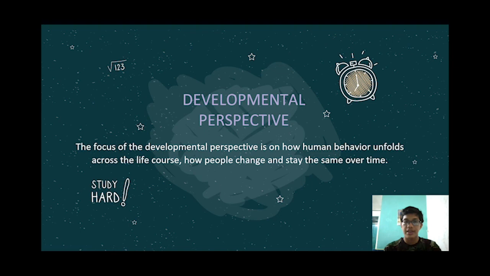The next one is the developmental perspective. The focus of this perspective is on how human behavior unfolds across the life course, and also how people change and stay the same over time. Human development seems to occur in clearly defined stages based on a complex interaction of biological, psychological, and social processes. Each new stage involves new tasks and brings change in social roles and status. Currently, there are two streams of theorizing in the developmental perspective, one based in psychology and the other based in sociology.